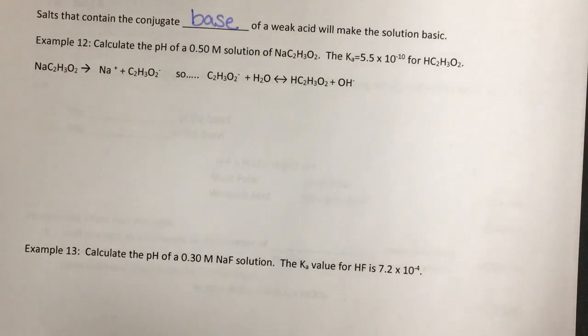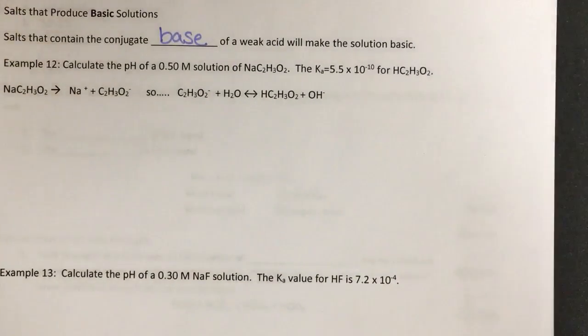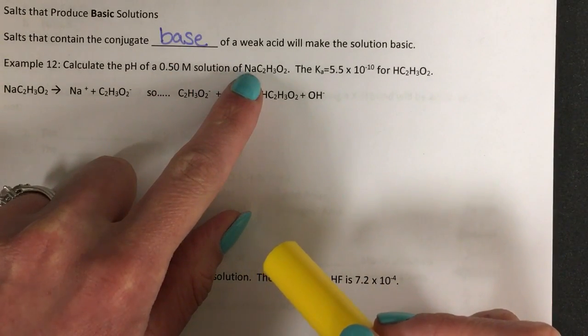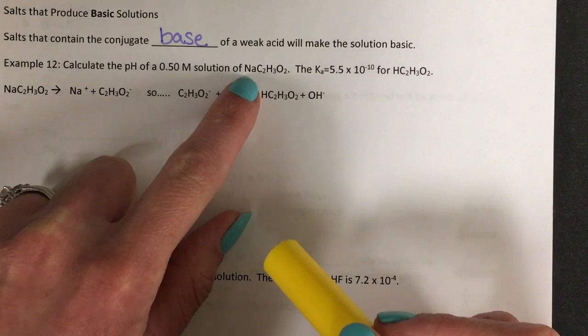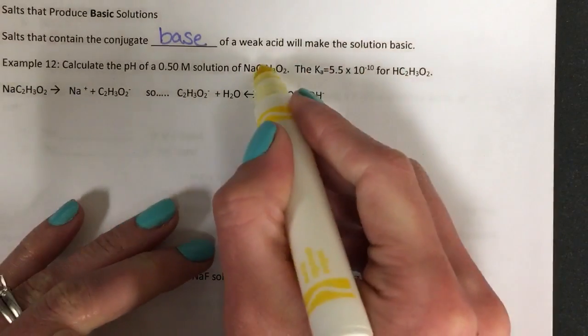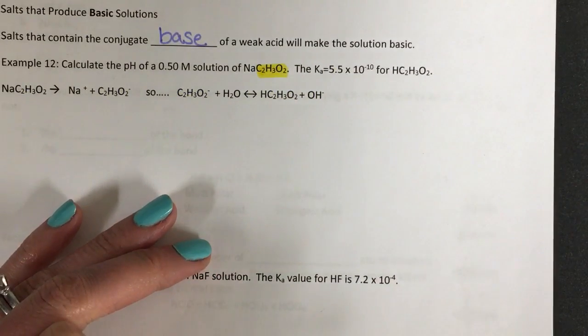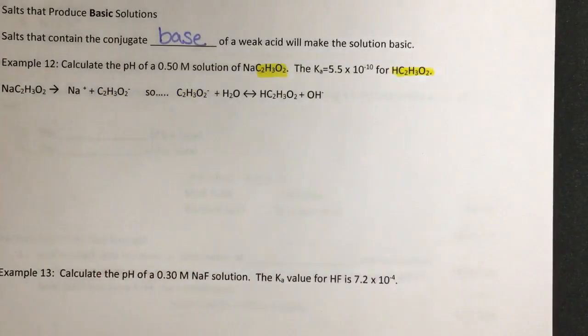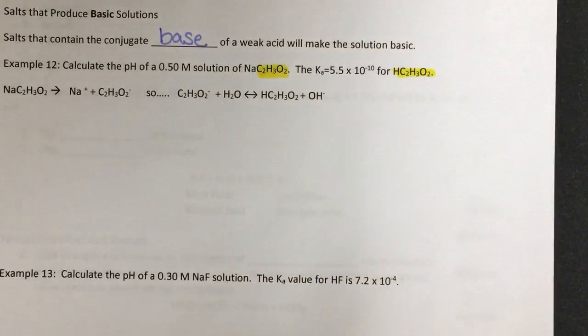In the last section, we started looking at the fact that sometimes if we have the conjugate acid or the conjugate base in a salt form, it'll affect our pH. So example 12 shows us that I've got a 0.5 molar solution of NaC2H3O2. This is the conjugate base of acetic acid. So they give me the Ka of acetic acid.